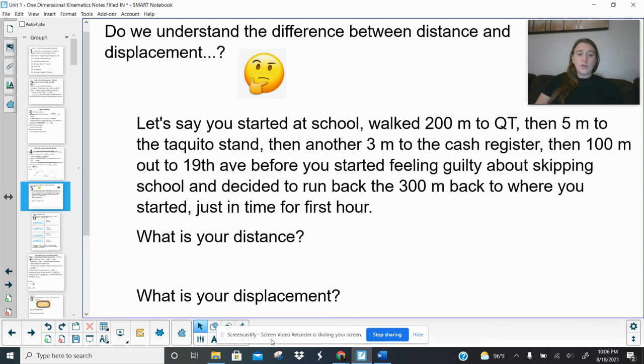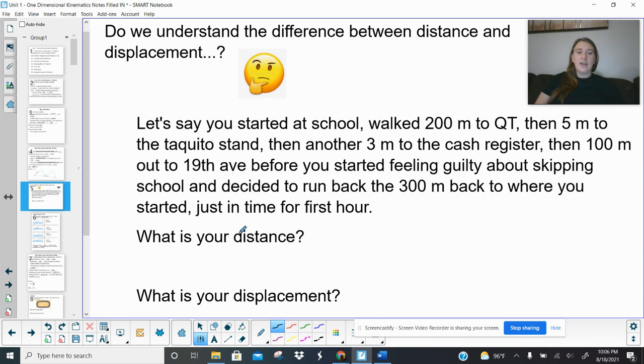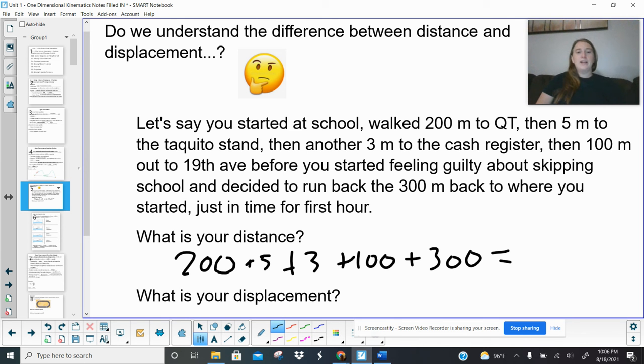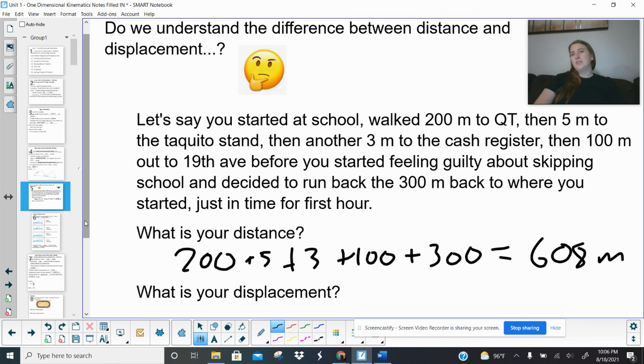Well, your distance traveled is adding all of this together, right? Distance is everything you have traveled. So 200 plus 5, plus 3, plus 100, plus another 300. Let's see what we get here: 608. So the distance you traveled is 608 meters. But about your displacement, reread the question carefully. Something here tells me my displacement from start to finish.